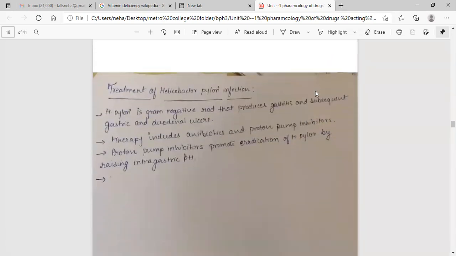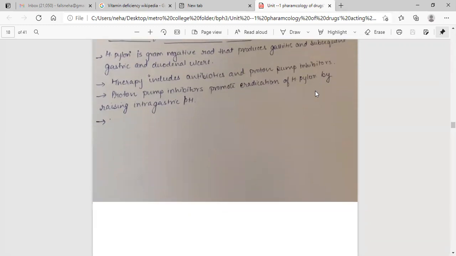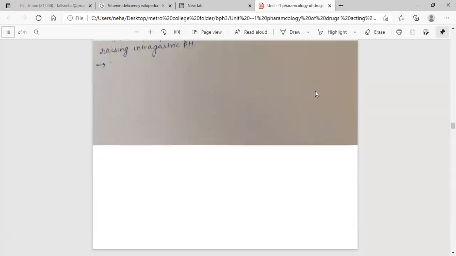Treatment of Helicobacter pylori infection. H. pylori is a gram-negative rod that produces gastritis and subsequent gastric and duodenal ulcer. Therapy includes antibiotics and a proton pump inhibitor. Proton pump inhibitors promote eradication of H. pylori by raising intragastric pH.